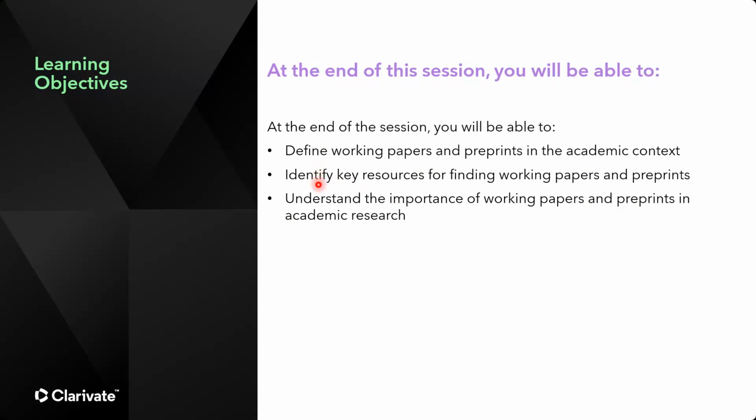Then we will identify some key resources for finding working papers and preprints. You can find them through ProQuest resources, such as ProQuest Central, ProQuest One Academic, or subject-based ProQuest platforms, and also the Web of Science platform, where you can find the preprint citation index as well. Then we will also look at why working papers and preprints are important, what advantages you have, and what concerns people raise when they use preprint content and publications. We will see that in the next 45 minutes or so.